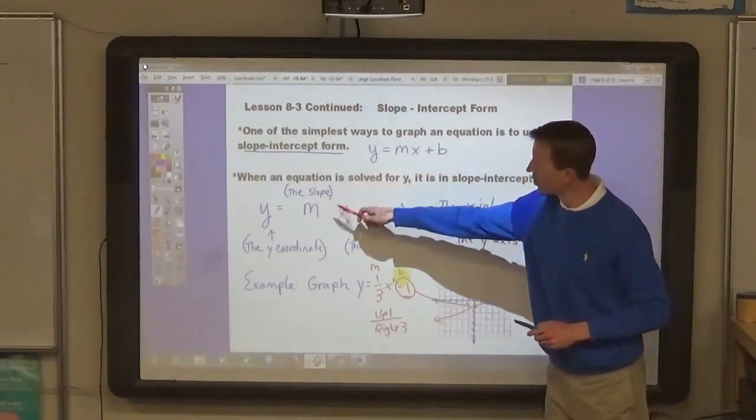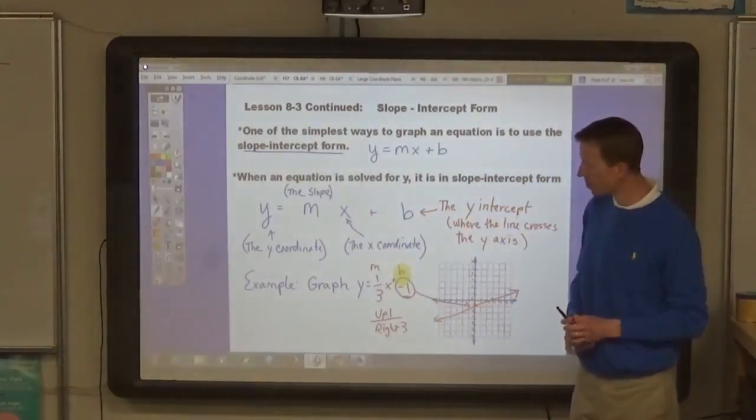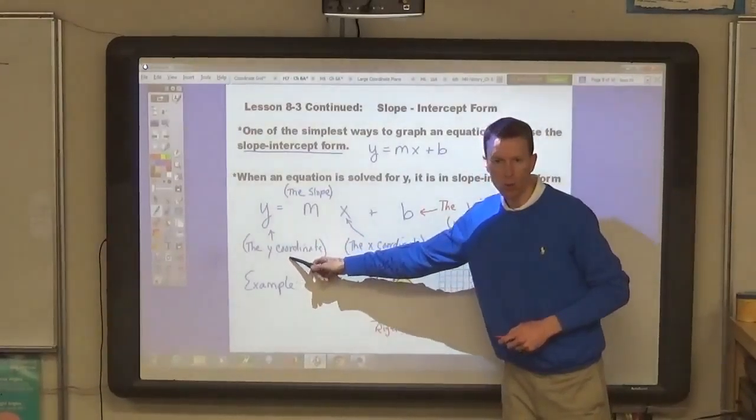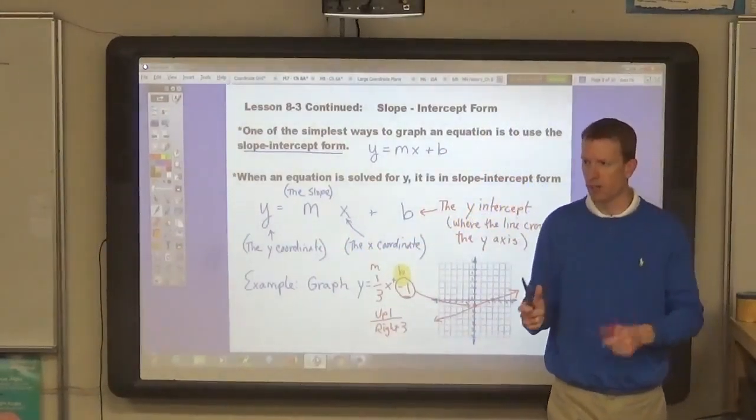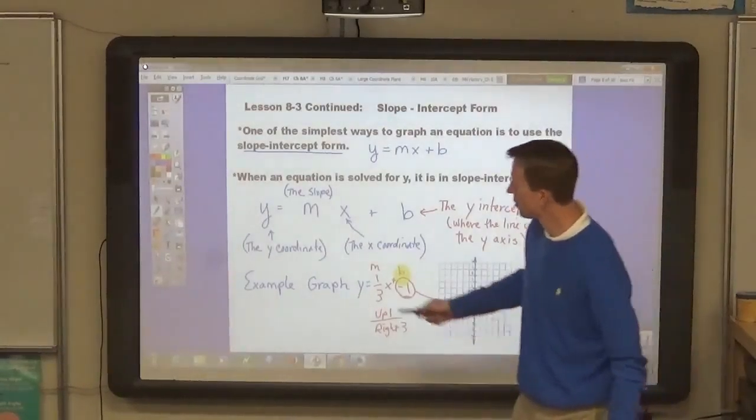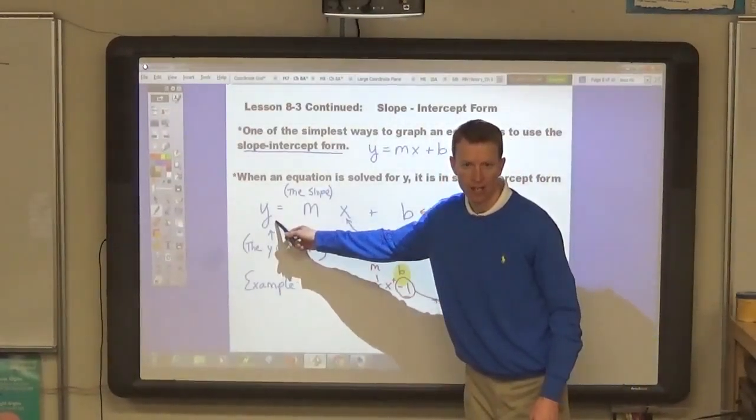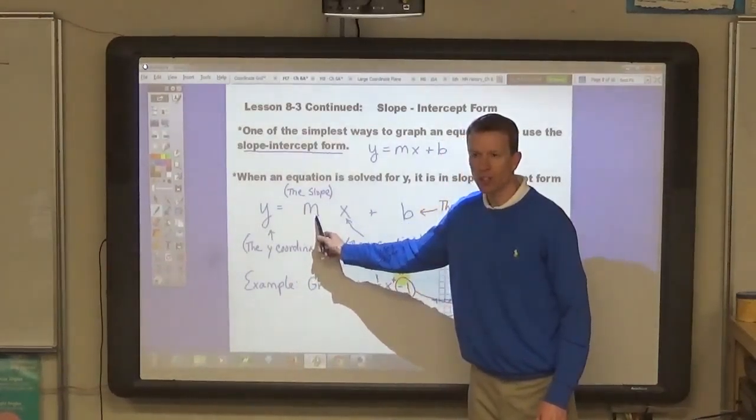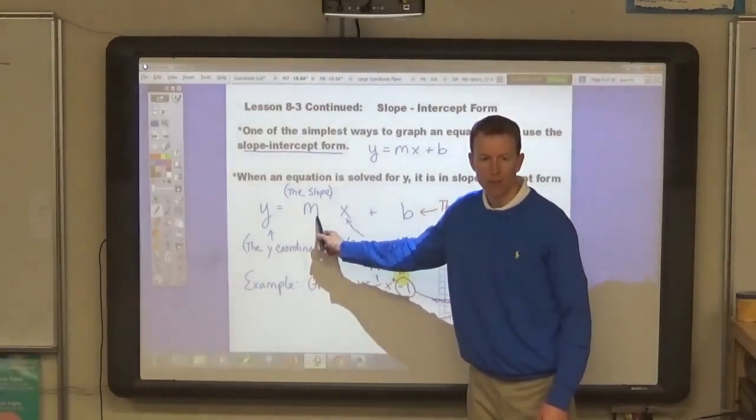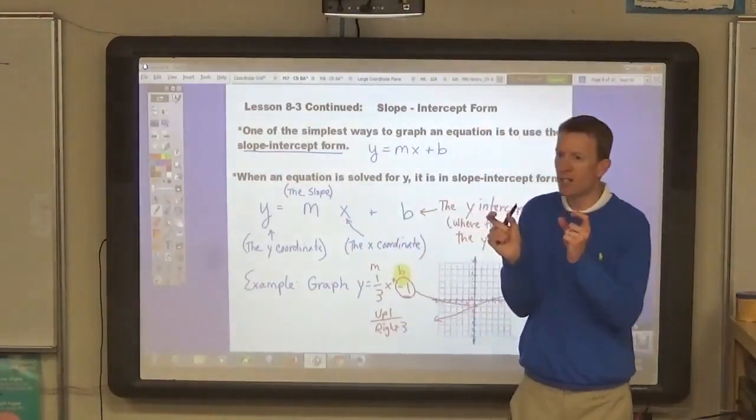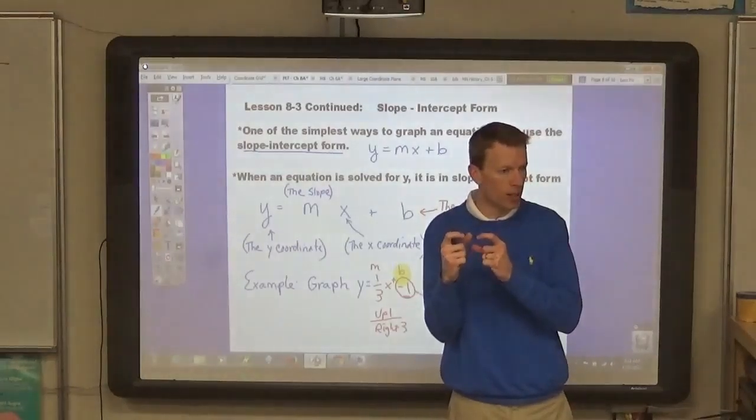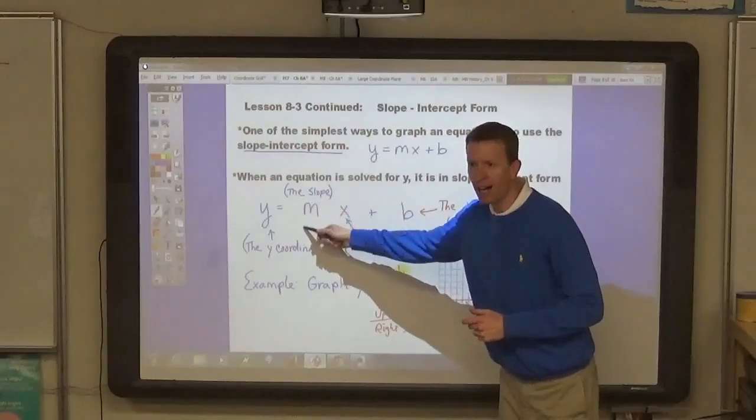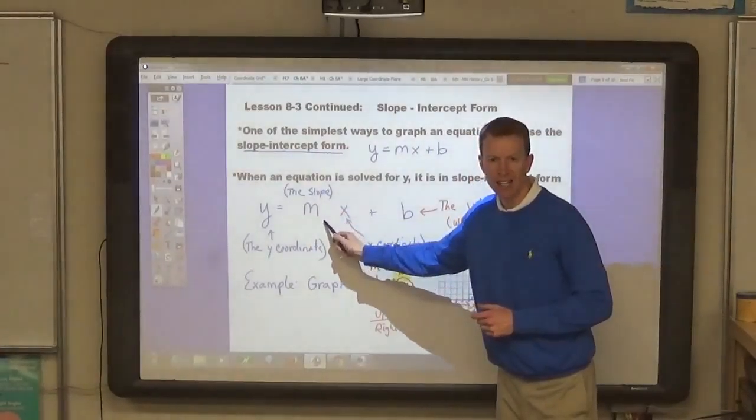But let's take a closer look at the equation itself. The y in this equation refers to the y-coordinate of a point, of an ordered pair. It refers to the y number. Okay? The m in the equation refers to the slope. So if you know what the slope is because you have 2 points, you can use that number in this equation. Or, if you see a number in that spot, then you know that that is the slope.